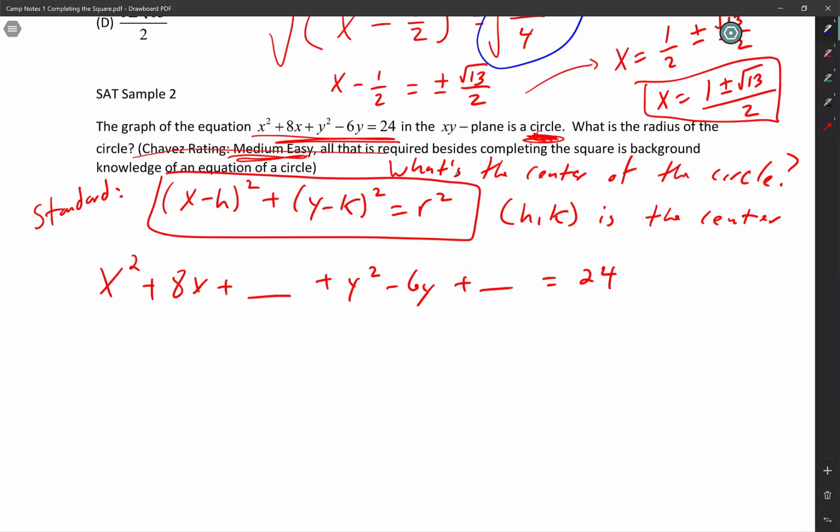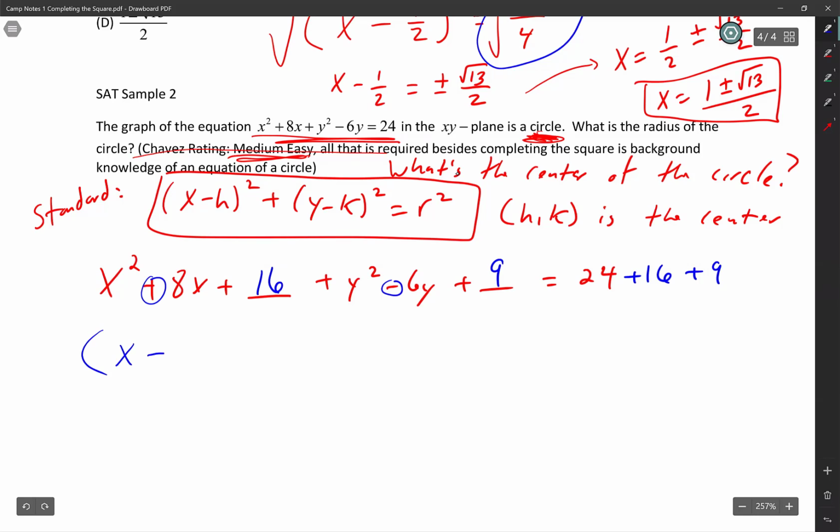So 8 divided by 2, let me change my color to blue. 8 divided by 2 is 4, and 4 squared is 16. So I put a 16 here. Whatever you do to one side, you do to the other side. 6 divided by 2 is 3, or I guess negative 3 because it's a negative 6 here. So negative 6 divided by 2 is negative 3, but when I square that, you get a 9. So I put plus 9. And you always keep this sign when you write your binomial here. So that's my sign here.